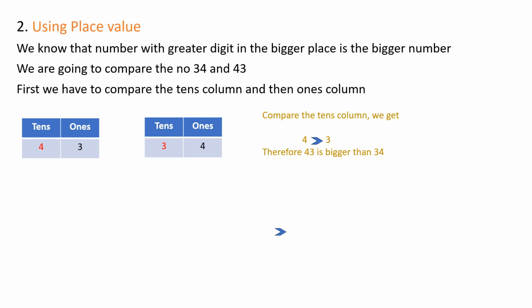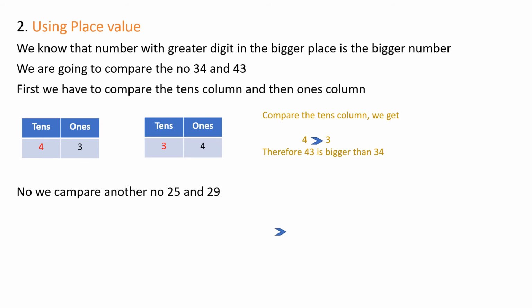So first of all, when we have a two-digit number, the highest place value is tens. So now let us look at the tens column of the two numbers. Here in the first number we have 4, and in the tens column of the second number we have 3. We know that 4 comes after 3, therefore 4 is greater than 3. Therefore we can conclude that 43 is greater than 34.